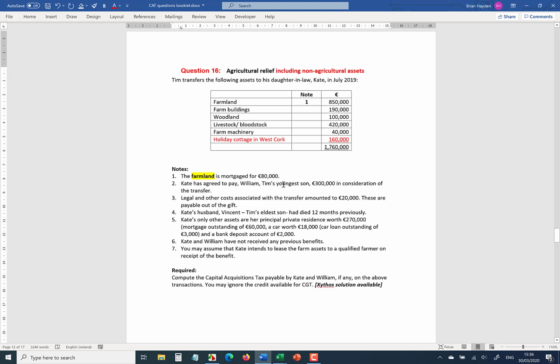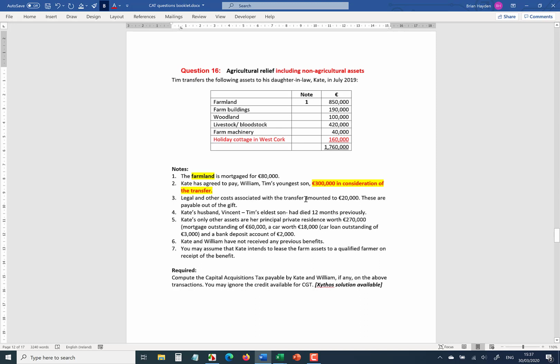Kate has agreed to pay William, Tim's youngest son, 300,000 in consideration of the transfer. So this does need to be split between the proportion of the 300,000 attaching to the agricultural element of the benefit and the proportion attaching to the non-agricultural element. So in the solution that follows, you're going to see some calculations in relation to that 300,000, which is something we didn't have to deal with in earlier agricultural relief questions.